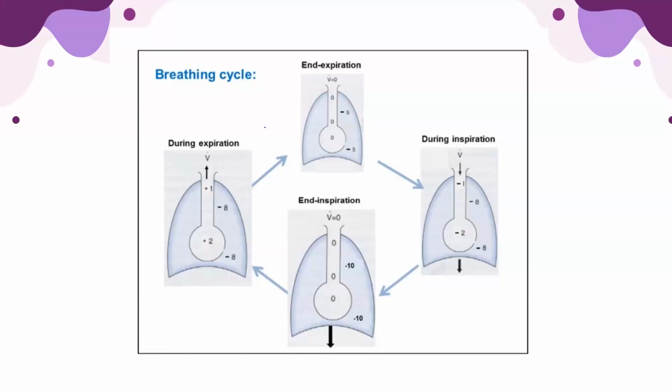How everything works. So this is the end of expiration. We can see that the pressure difference between the alveoli and the outside is basically 0. So there is no net airflow because it's the end of expiration. You've already exhaled all the air inside the lung.